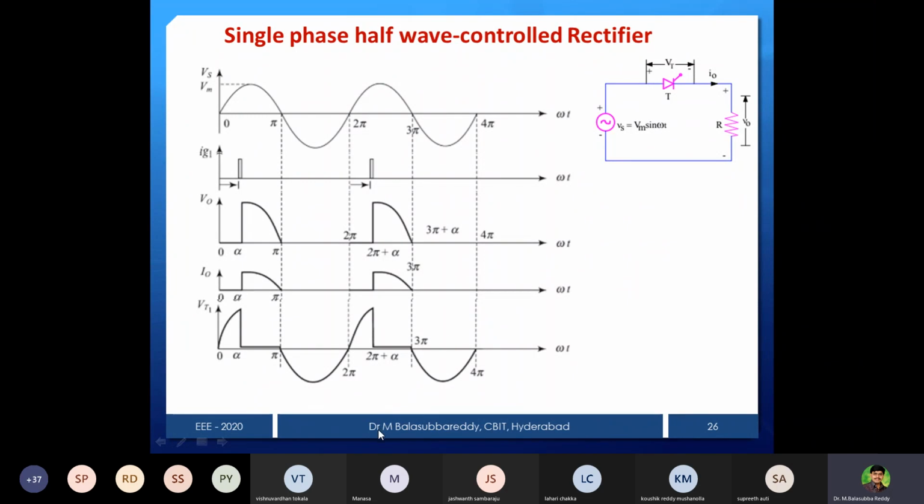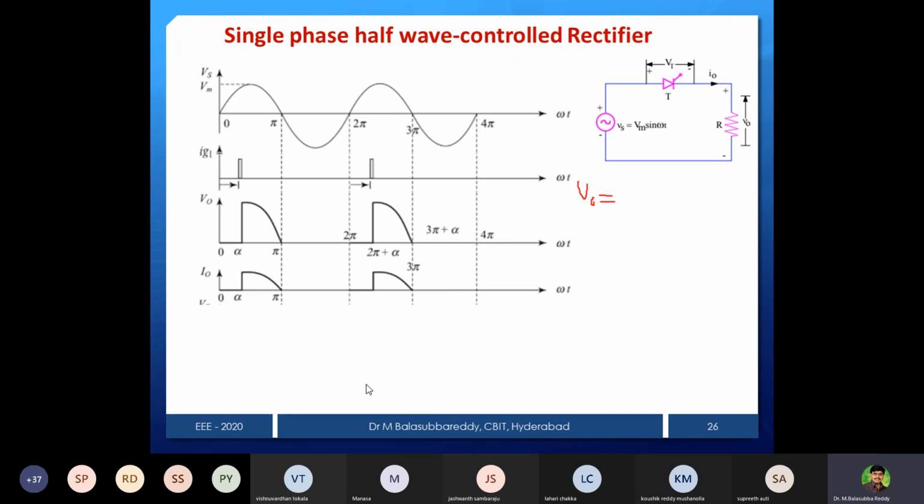Now the derivation is very simple. For any derivation, especially in power electronics, if I want to know the average output voltage, what you will do is just take one full cycle and integrate it. Let's see how to derive this average output voltage. How will you get the average voltage? One full cycle you have to integrate. From where to where is one full cycle?